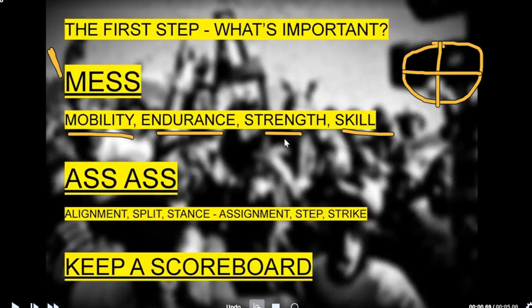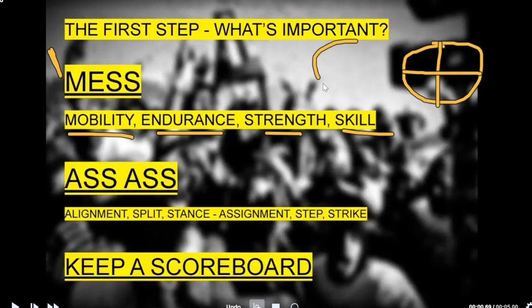And again, that explosion is a part of our strength. It can also be a part of our endurance and how many times we can explode, or in the weight room, right? Sometimes we're going for reps and not necessarily power and strength. But those are the four categories that we should always be training.